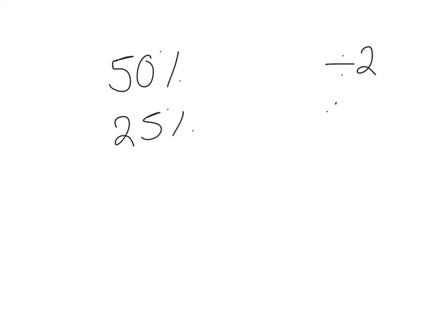As a final recap then, for 50%, we divide by 2. For 25%, we divide by 4, and for 10%, we divide by 10. And then for any multiples of 10, we multiply on from there.